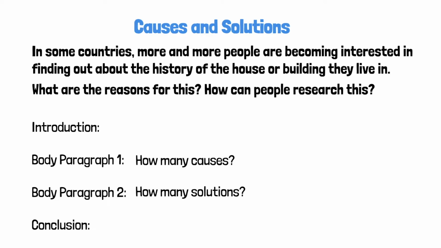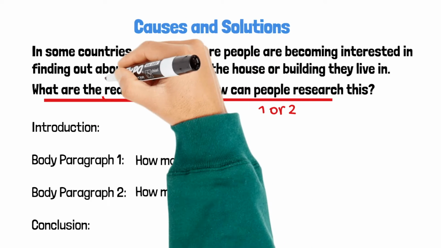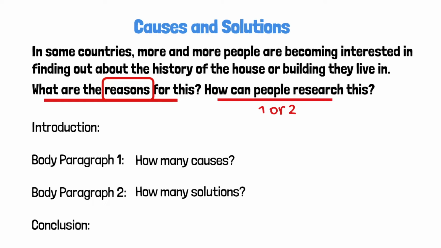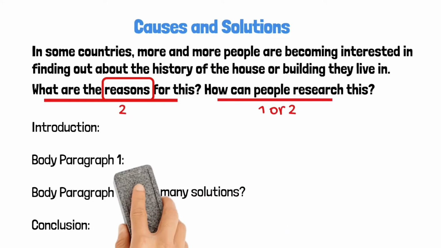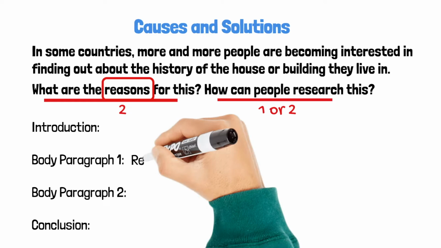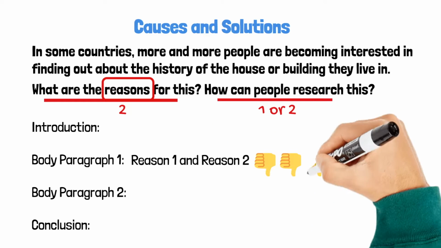For the second question, how can people research this? Of course, it's correct whether you write one solution or two solutions. Either way is fine. However, the first question asks, what are the reasons? It uses the plural, reasons. So make sure you write two reasons. However, please don't include both of the two reasons in just one body paragraph.